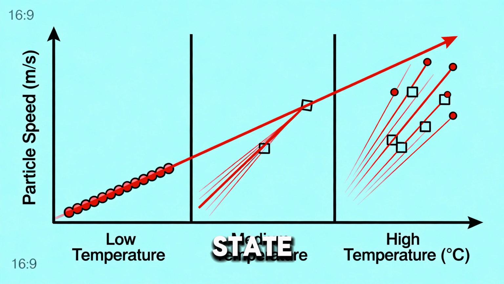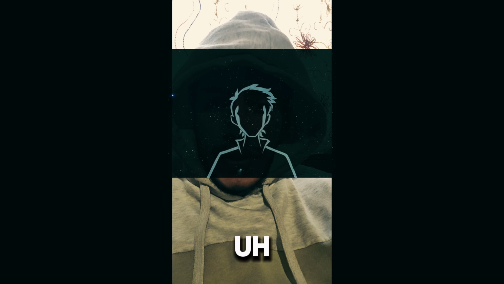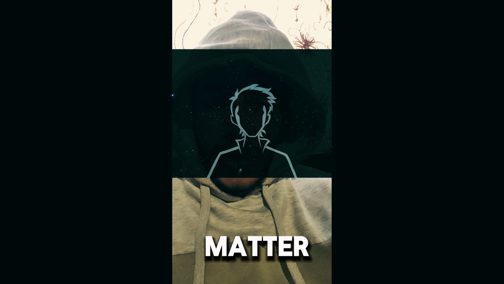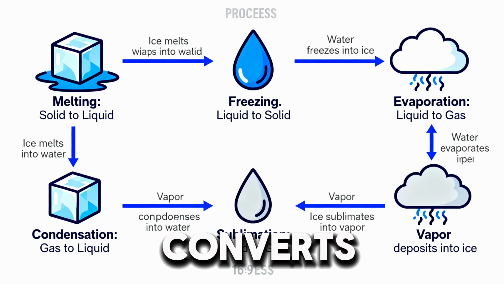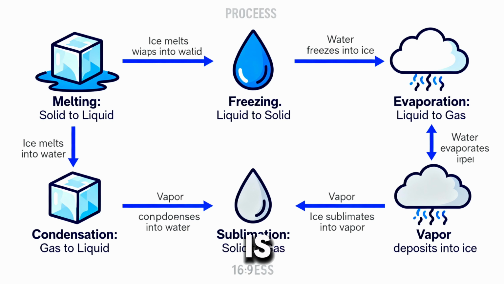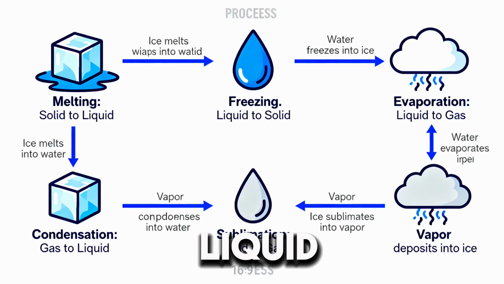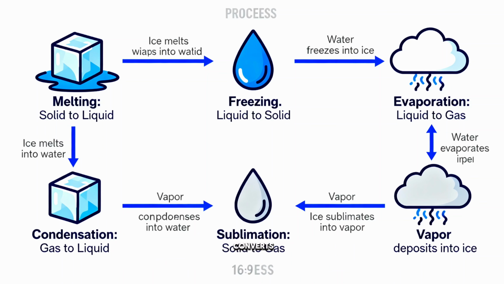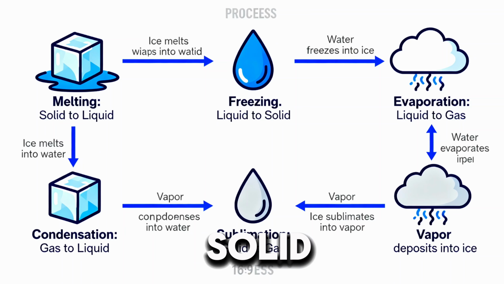Matter changes its state when you change temperature or pressure. Now let's talk about the common processes of the conversion of different states of matter into one another. First is melting. Melting is when solid converts into liquid. Then is freezing. Freezing is when a liquid converts into a solid. Evaporation is when a liquid converts into a gas. Condensation is when a gas converts into a liquid. Sublimation is when a solid converts into a gas. Deposition is when a gas converts into a solid.